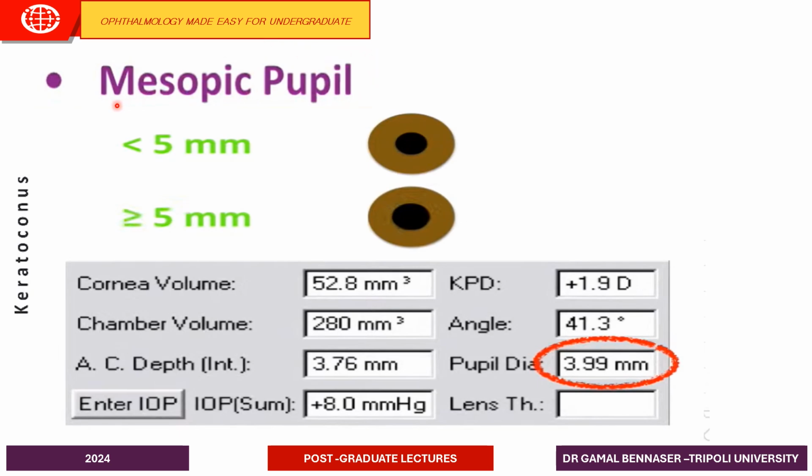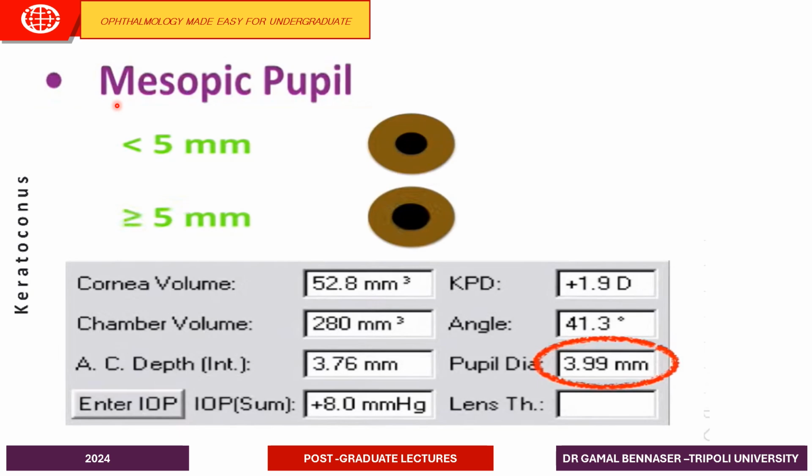Now, if you have a patient with a large pupil size, more than 6 millimeter, this is a contraindication for intracorneal rings, because the patient will suffer from glare and halos due to the edge effect of the intracorneal rings. So better not to implant intracorneal rings.